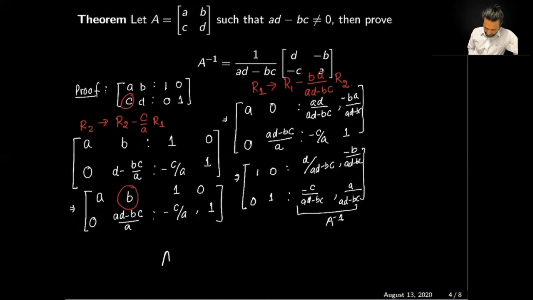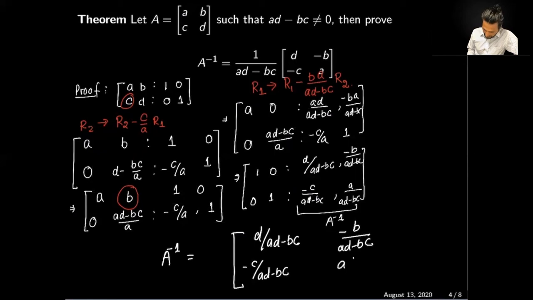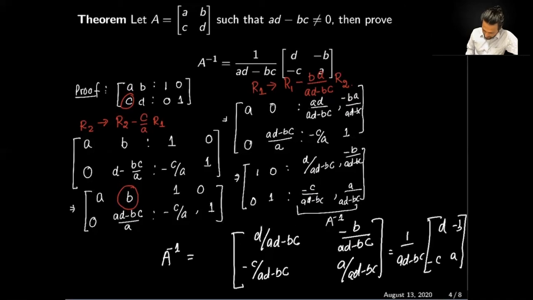So now my A inverse matrix is D divided by AD minus BC and minus B divided by AD minus BC, and minus C divided by AD minus BC, and A divided by AD minus BC, which is equal to 1 over AD minus BC. I can pull out that term, and this will be D, here will be A, this will be minus C, that will be minus B. And this completes the proof of our theorem.